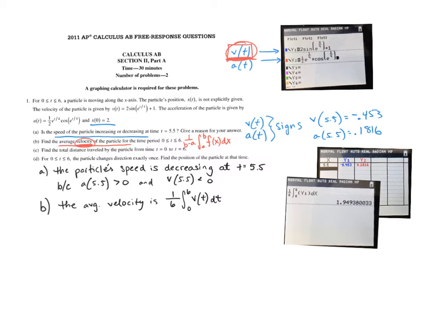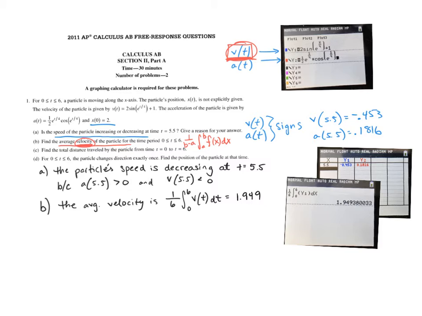So my calculator did all the hard work for me. And I know that the average velocity, 1/6 times that integral, is going to be equal to 1.949. All right, remember to go to the thousands place. And there we go. Cool. So part B is done.